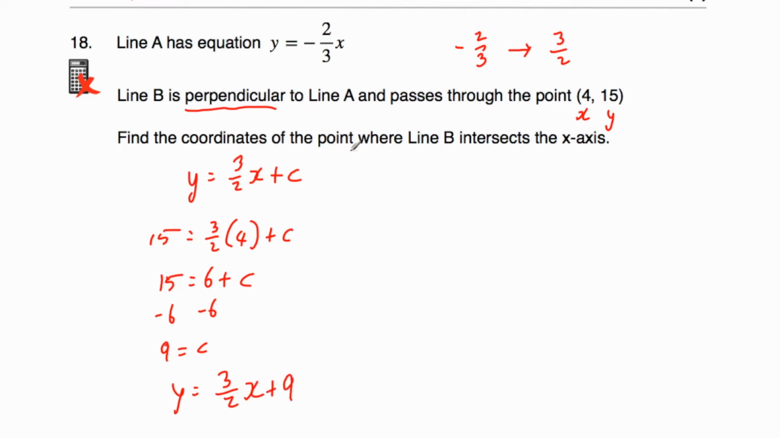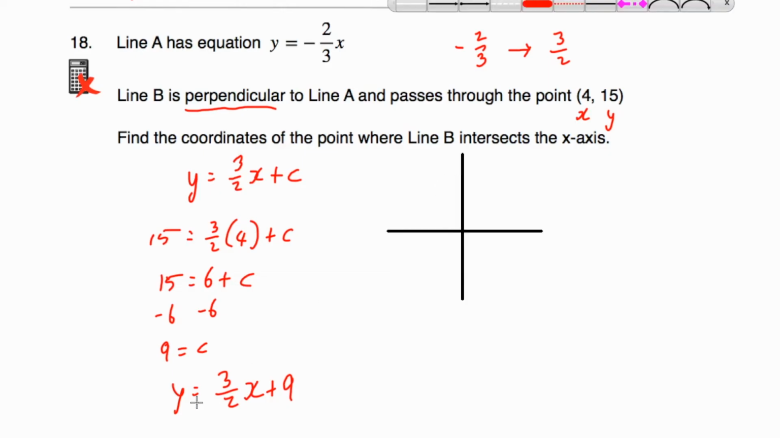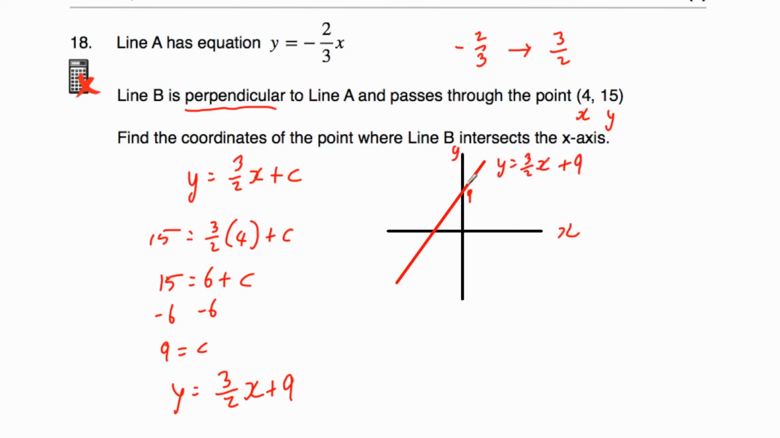Now we're asked to find the coordinates of where that crosses the x-axis. So let's do a little sketch. Let's sketch this graph and see what it would look like. We've got our x-axis and y-axis, and we know it's got a positive gradient, so it's gone up this way, and it crosses the y-axis at 9. So it's going to look something like that, where it crosses at 9. Let's label that. That's the line B, so it crosses at 9, and it's y equals 3/2 x plus 9. And we want to find the coordinates of this point here, where it crosses the x-axis.